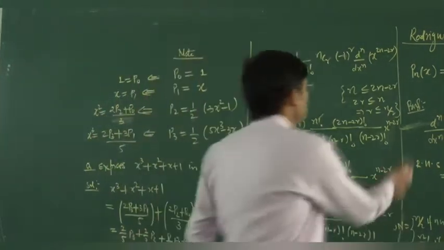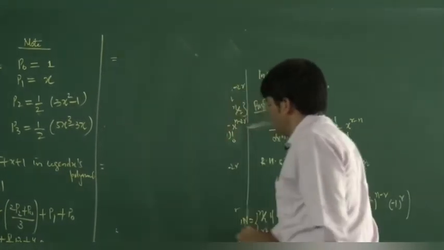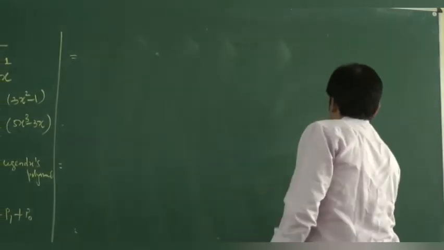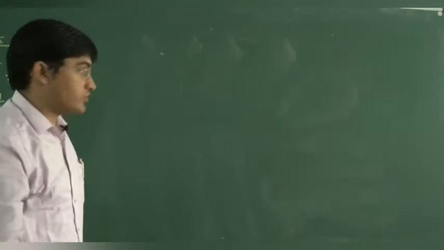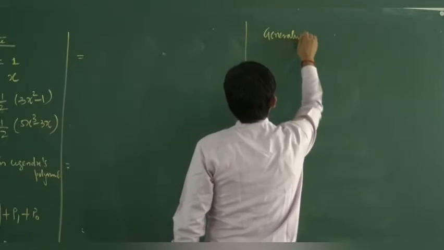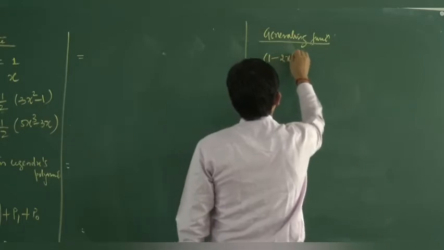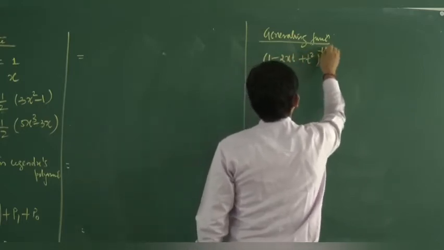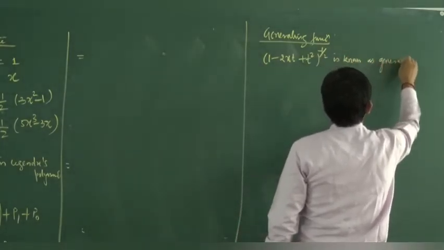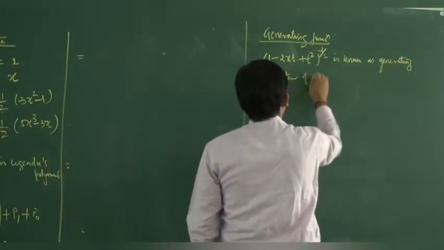Now I am going to discuss the generating function of the Legendre polynomial. So the generating function: (1 minus 2xt plus t square) power minus half is known as the generating function of the Legendre polynomial.